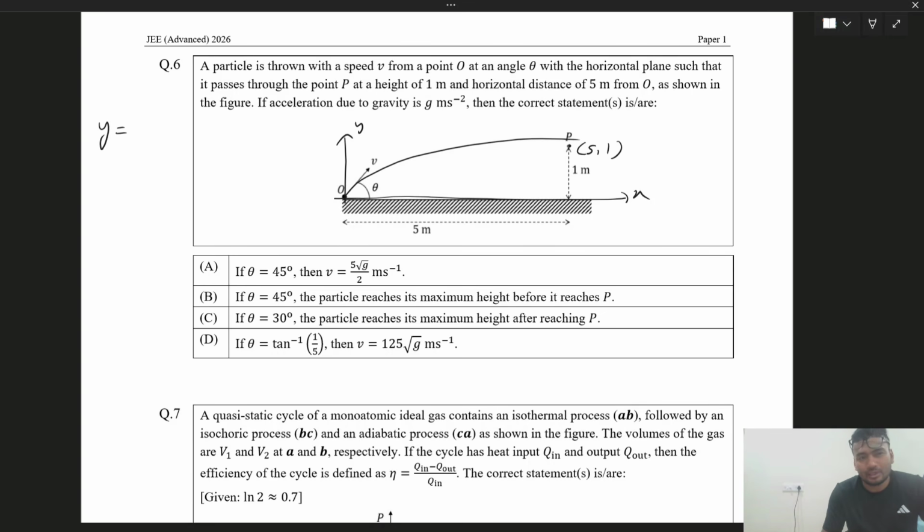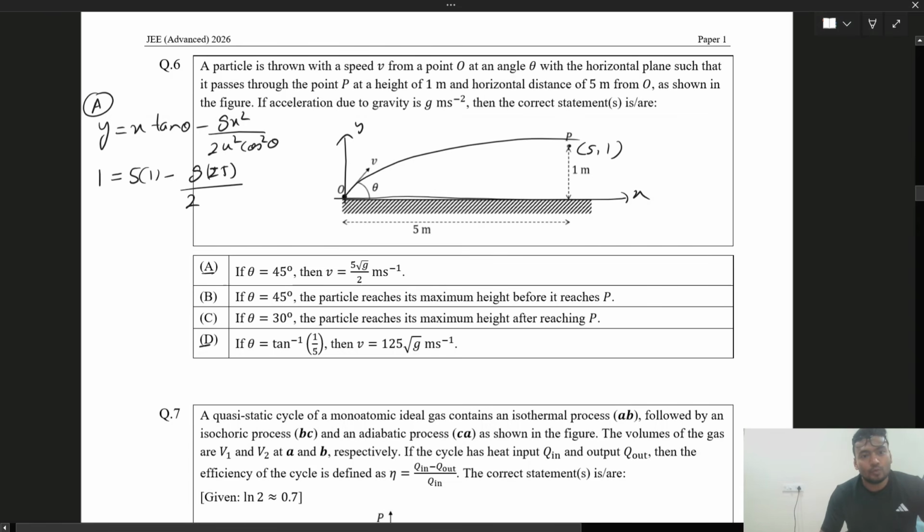So I can use the equation of trajectory: y equals x tan theta minus g x square by 2 u square cos square theta. Option A and option B you can verify using this. So y is positive 1, x is 5. If I check option A, tan 45 is 1, so 1 minus g times 25 by 2 u square, and cos 45 is 1 by root 2, squared. If I calculate v from here, it is root 5 root g by 2 meter per second. So option A is correct.